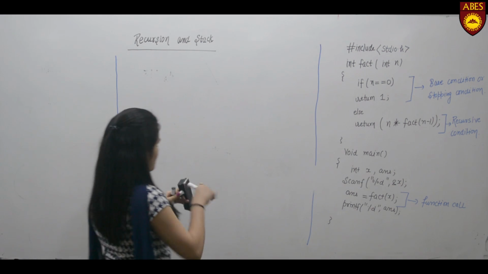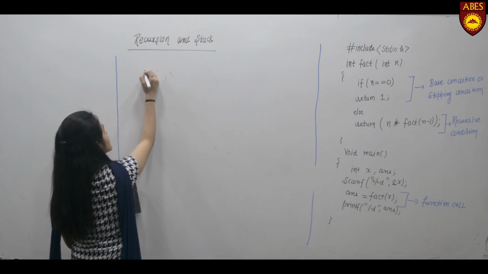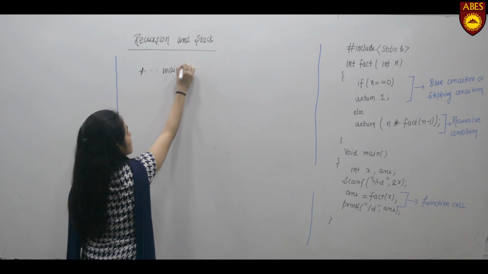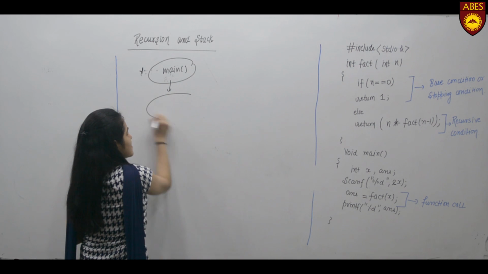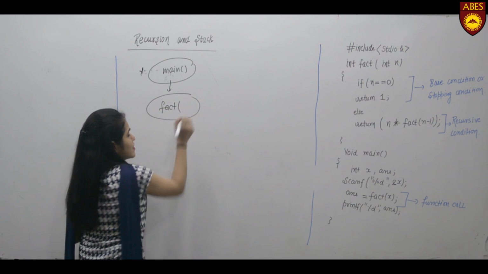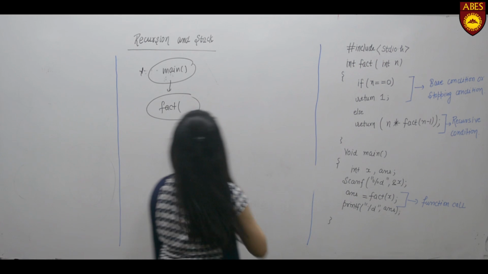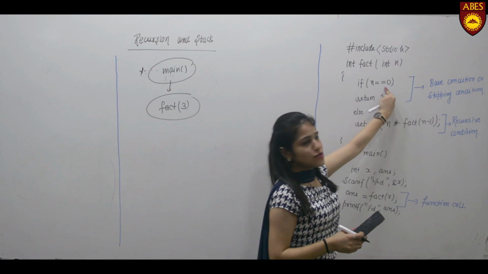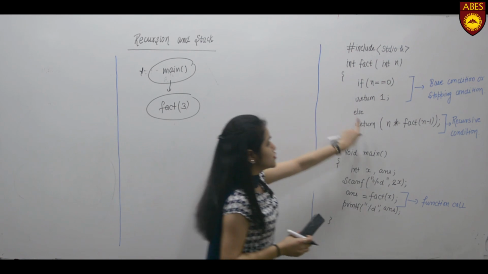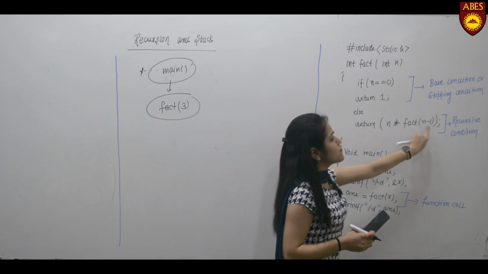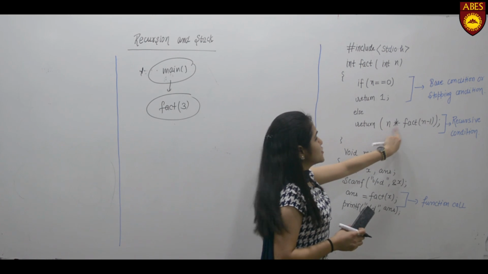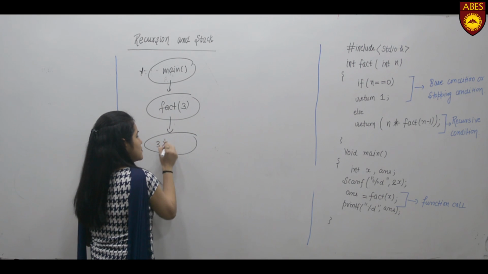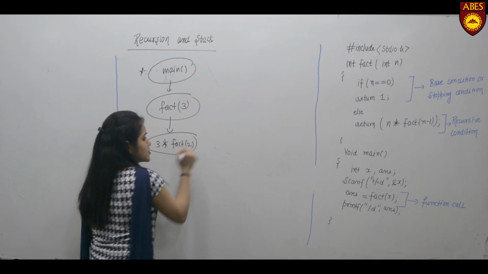Suppose we have given the value of x, that is 5 or 3, something. So the main function is calling function fact and the value of x is suppose 3. So here the value of n is 3. If n equal to 0, this condition fails, so the else part will execute and it will return n into fact of n minus 1. That is 3 into fact of 3 minus 1. We can write it like that: 3 into fact of 2.